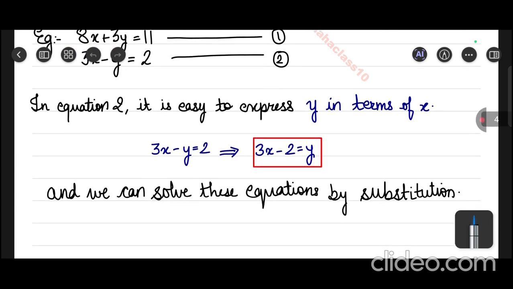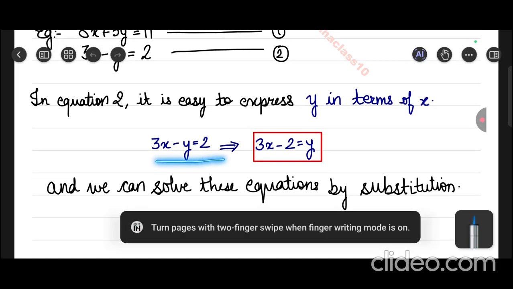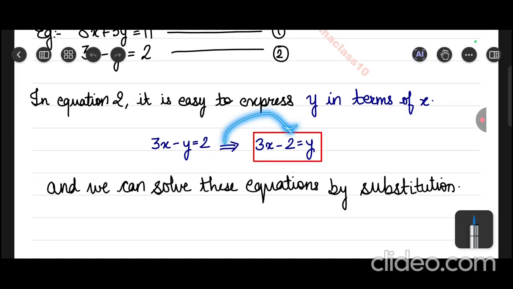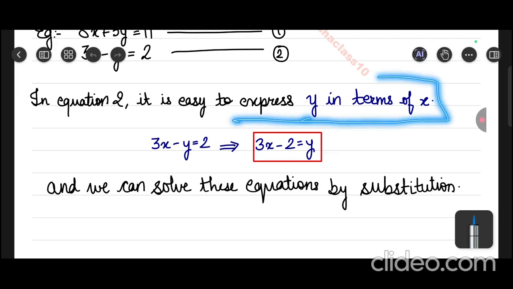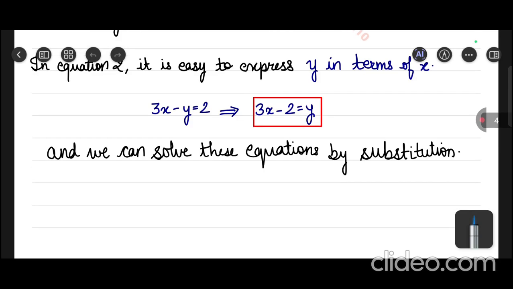So we have 3x minus y equals 2, which changes to 3x minus 2 equals y. So we have isolated the y term and x term separately. So we have expressed y in terms of x. And we can solve this equation by substitution.